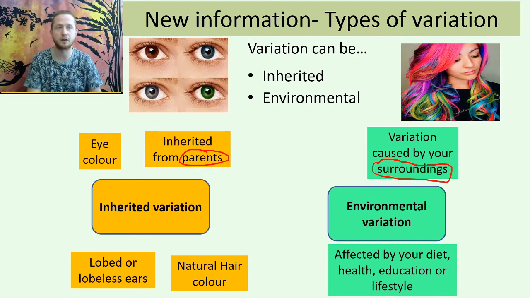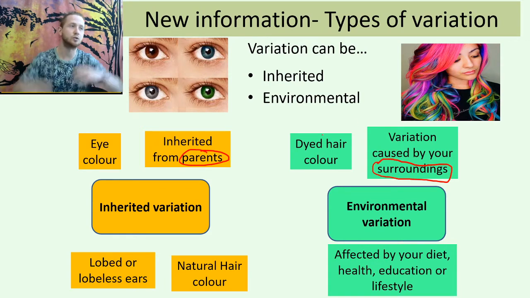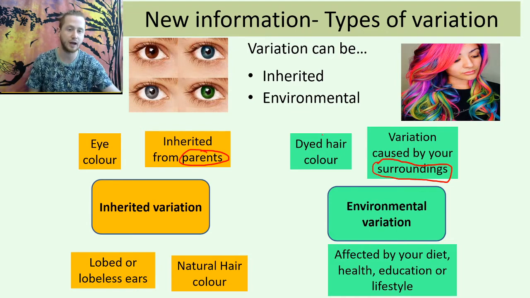or maybe your lifestyle. Some people watching may be brilliant at riding bicycles, or running, or walking around, and they might have a difference in how they are in their lives. Another thing that's environmental variation is a dyed hair colour. So your hair colour, if you dye it a different colour, that is due to your environment, right? Due to your environment, your outside things. After you were born, you decided to change your hair colour.